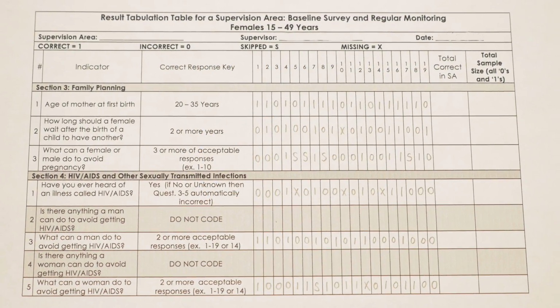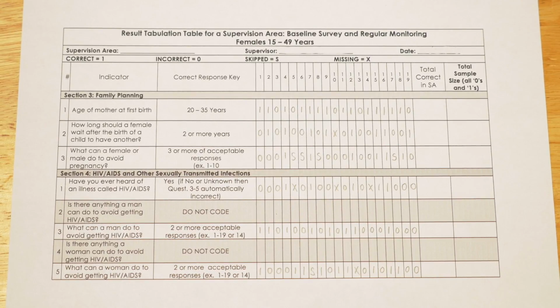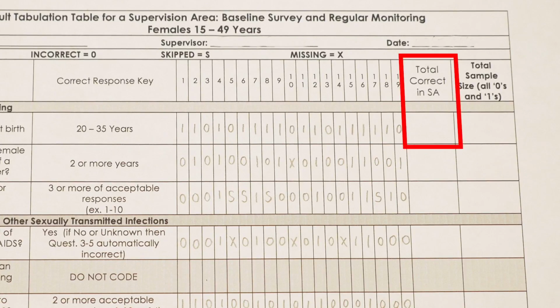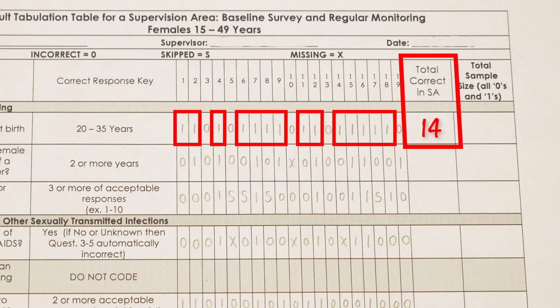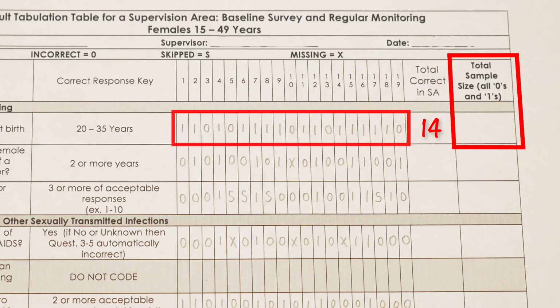After filling in all the responses in the tabulation table, enter the total number of correct answers in the appropriate column. We can just add all the ones together. Then enter the total sample size, adding the number of boxes that have ones and zeros together.